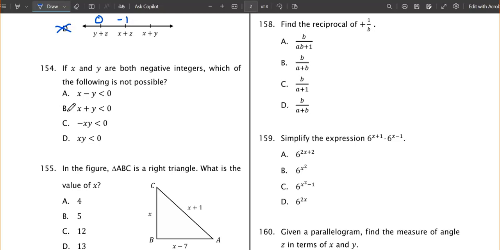154. If x and y are both negative integers, which of the following is not possible? So always remember, when you multiply both negative integers, the answer is positive. For example, negative 2 times negative 4, this is 8. So look at letter D. It says here the product of these two negative numbers is less than 0, which is not possible because again, it will always give you a positive number. So D is your answer.